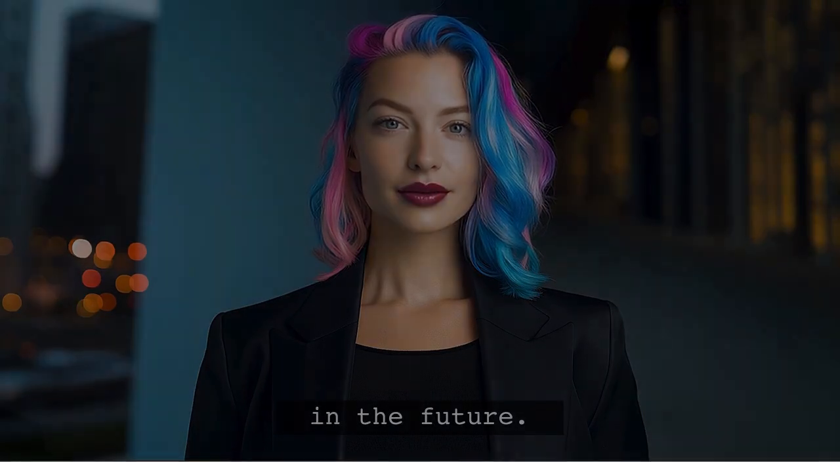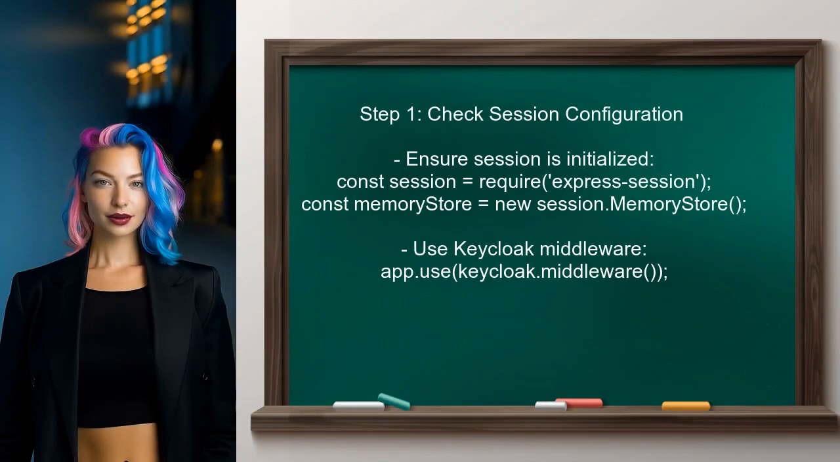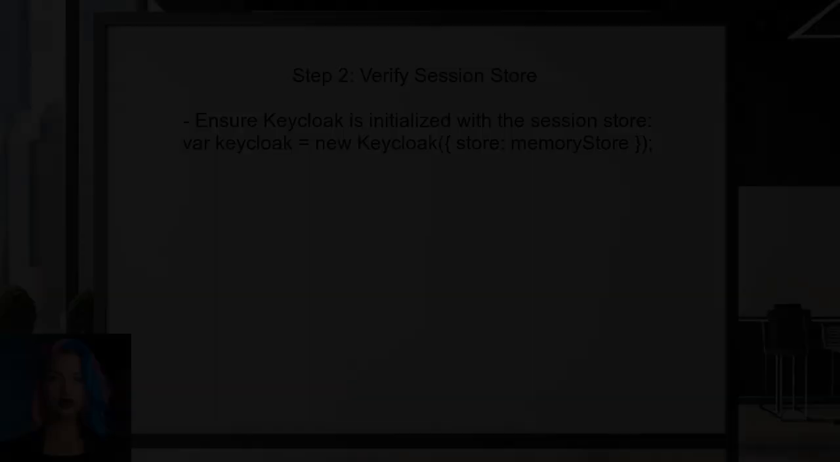To address the infinite loop issue, the user should first check the session configuration in their application. It's important to ensure that the session is properly initialized and that the Keycloak middleware is correctly set up. Next, the user should verify that the session store is being used correctly. The session store must be passed to the Keycloak instance to maintain the session state across requests.